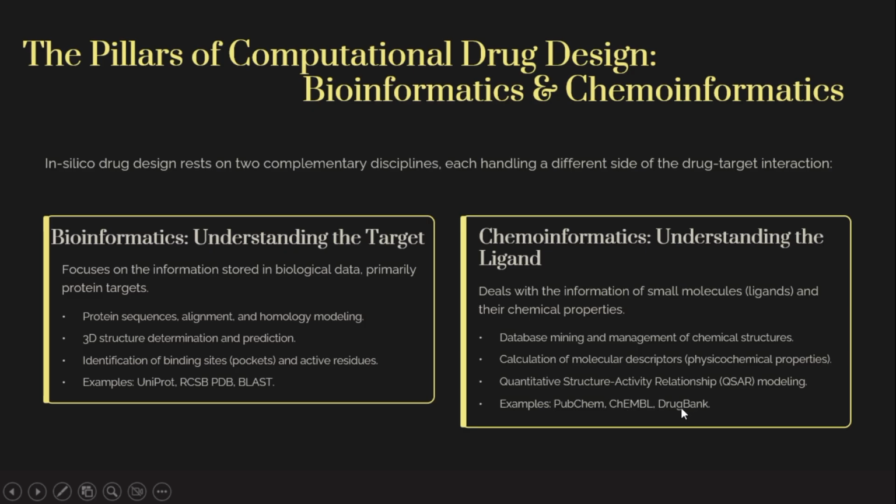It also goes through web servers like PubChem, ChEMBL, and DrugBank, where you can get every compound. You just have to write it, like silymarin or ethanol, any compound you can write, and they will give you the 3D structure of that compound. So when bioinformatics and chemoinformatics work together, we can rationally design a drug rather than guessing blindly.